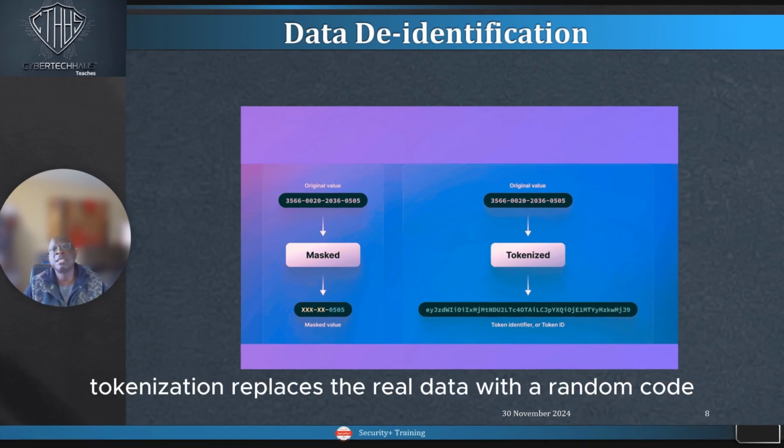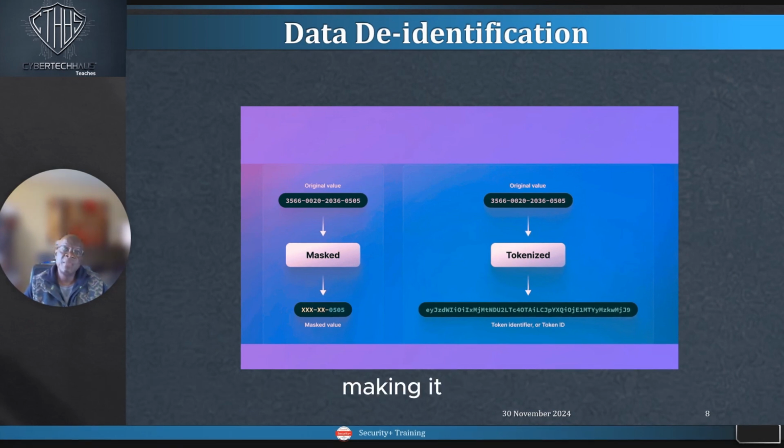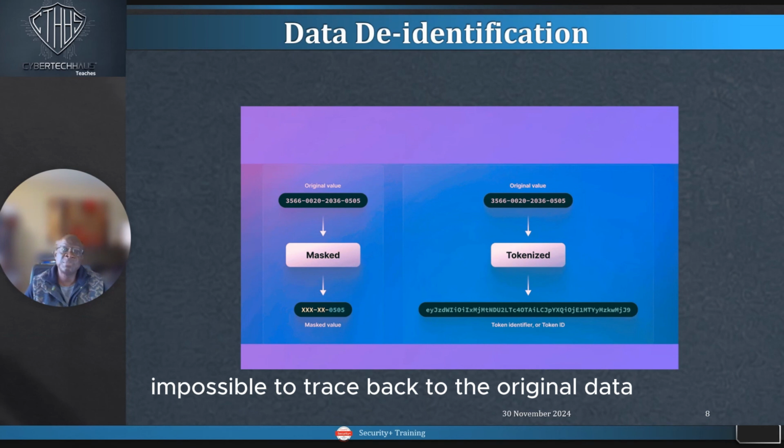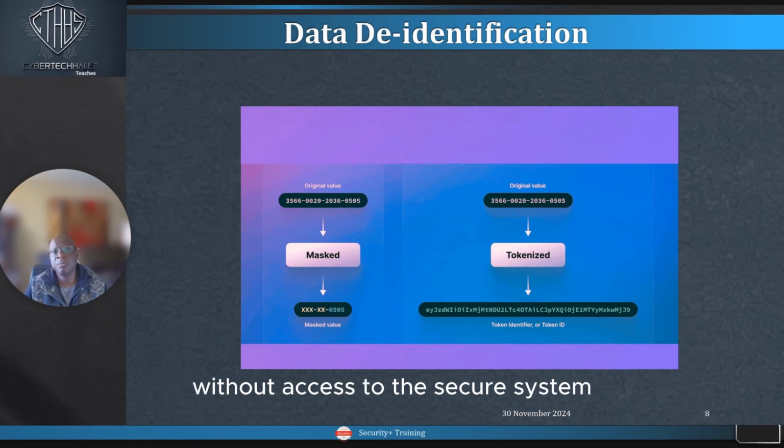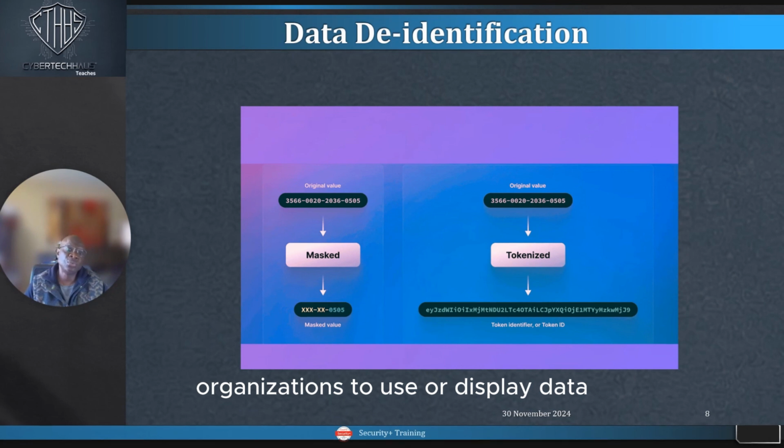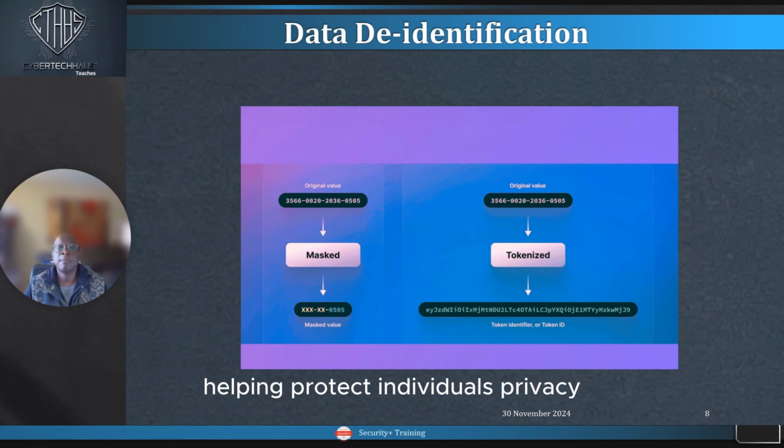Tokenization replaces the real data with a random code, making it impossible to trace back to the original data without access to the secure system. Together, these techniques allow organizations to use or display data without revealing personal information, helping protect individuals' privacy.